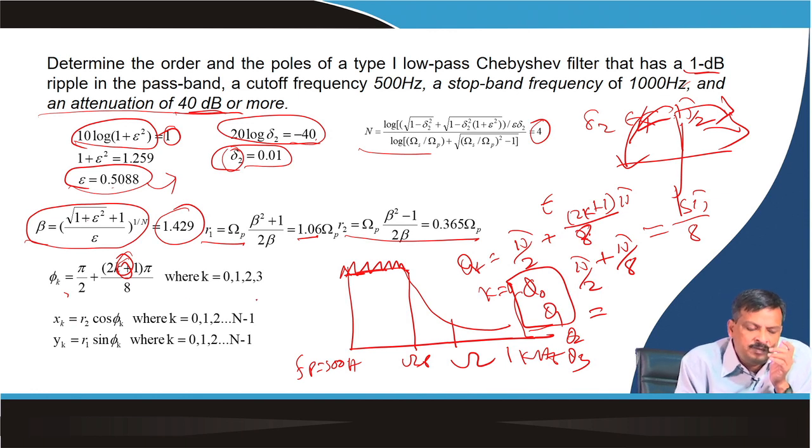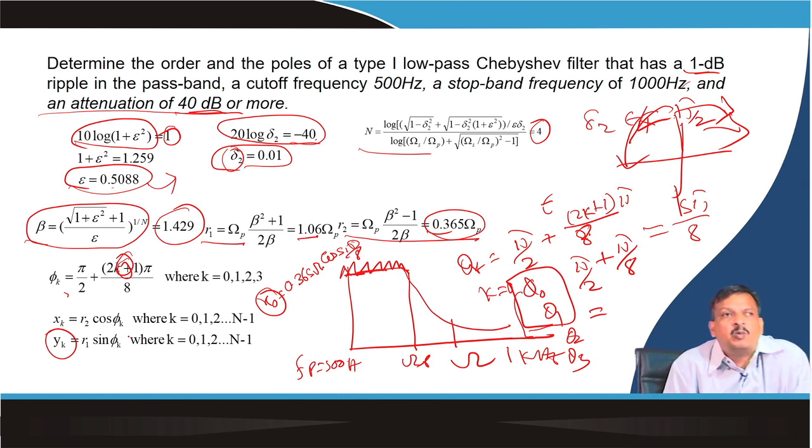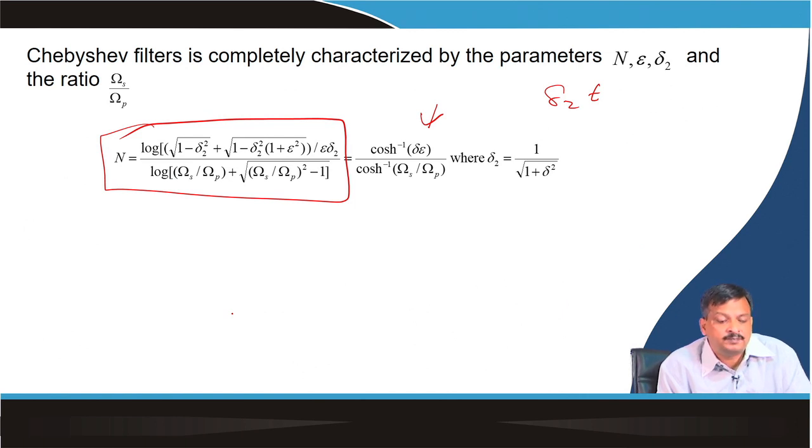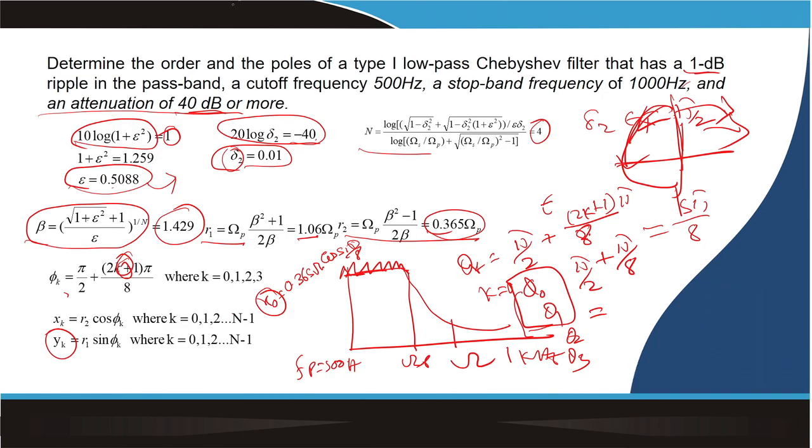So, x0 is equal to R2 into cos 5 pi by 8. So, you can calculate the value of xk, and you can calculate the value of yk. That is the pole position on the left hand side of the S plane. So, I have an S plane. How do I determine the transfer function? Let us say I take a blank slide here.